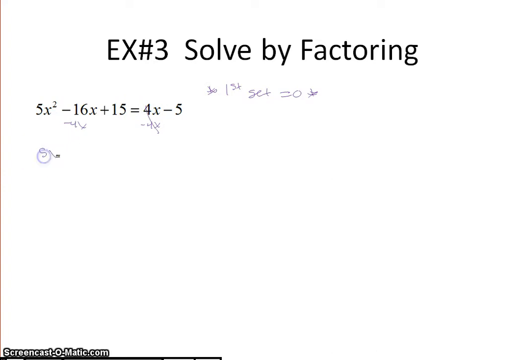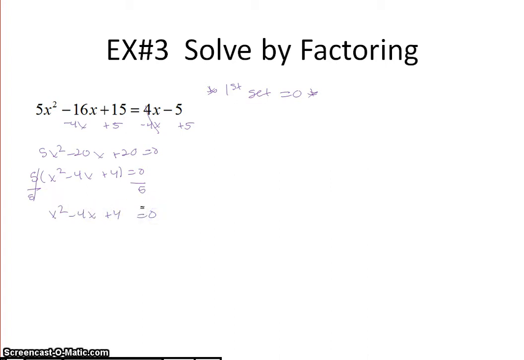And I get 5x squared minus 20x. I'm going to add 5 to both sides, plus 20 equal to 0. I see that they're all divisible by 5, so I'm going to factor out a 5 using the distributive property. And then now I can divide both sides by 5. 0 divided by 5 goes away, so you have x squared minus 4x plus 4 equals 0.